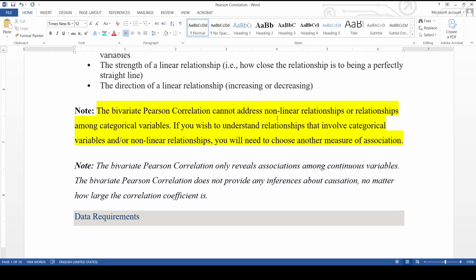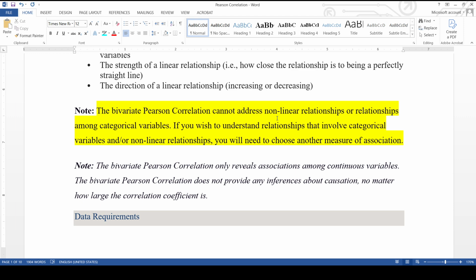Last week our chi-square and all the measures that we did were on categorical variables. But we are saying now that we are moving to non-categorical variables, where we have what we call linear relationship. It cannot measure categorical variables. Take note, it cannot measure categorical variables. Look further at what is also written here. If you wish to understand the relationship that involves categorical variables or non-linear relationship, you will need to choose among other measures of association.